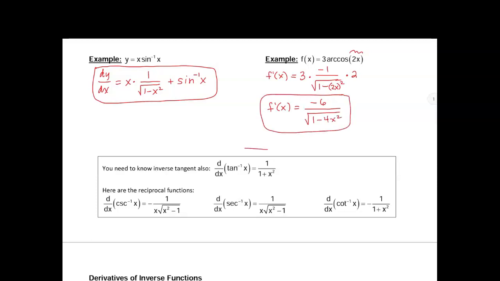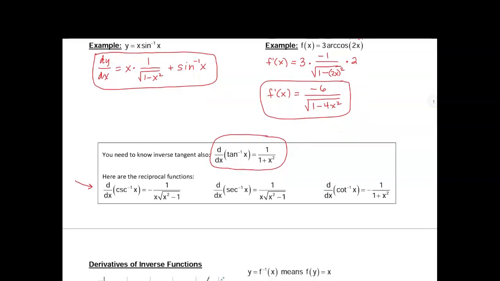You will also need to know the derivative of inverse tangent. That will be very important. I have included the derivatives of the reciprocal inverse functions. They're there for your reference, but it is the derivative of inverse sine, inverse cosine, and inverse tangent that we will cover in AP Calculus.